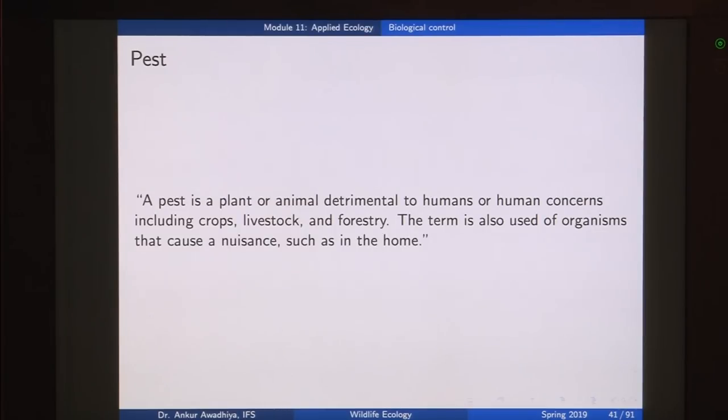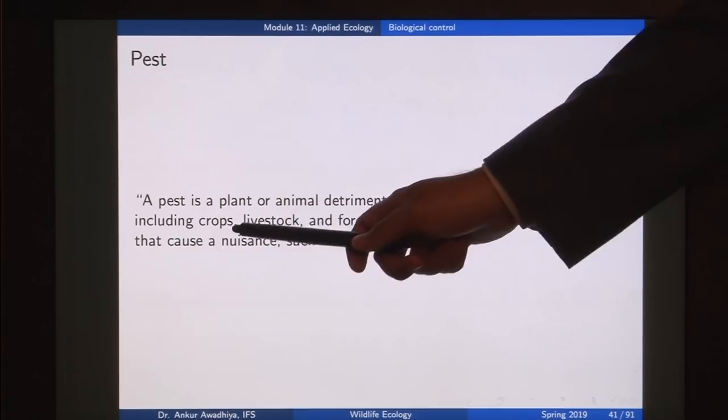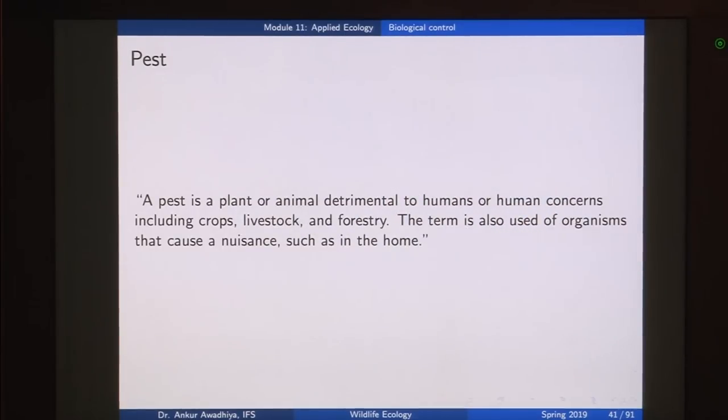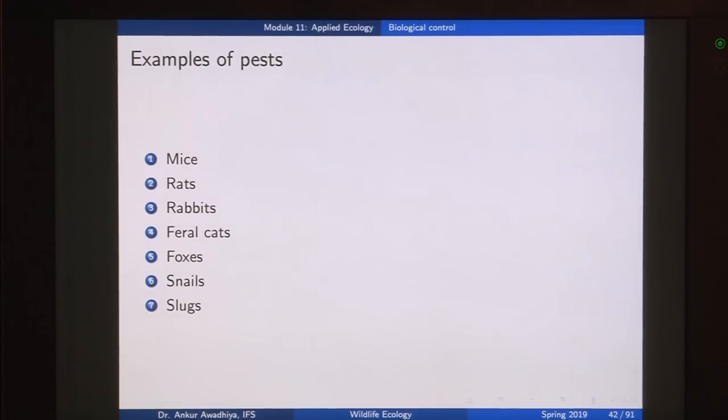So, essentially, a pest is any organism that is concerning us, that is disturbing us, that is giving us some sorts of harms or losses, or in general terms, it's a nuisance for us. And especially those organisms that are causing damage to crops, livestock, and our forestry applications, they are the major pests. So some examples of pests include mice and rats.